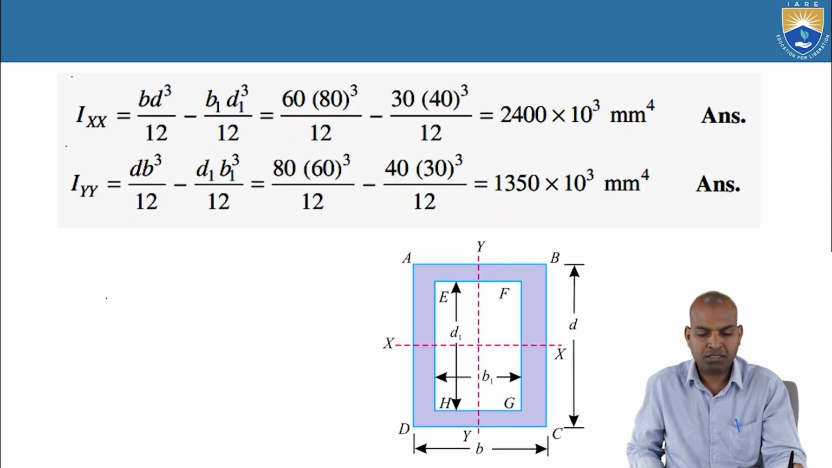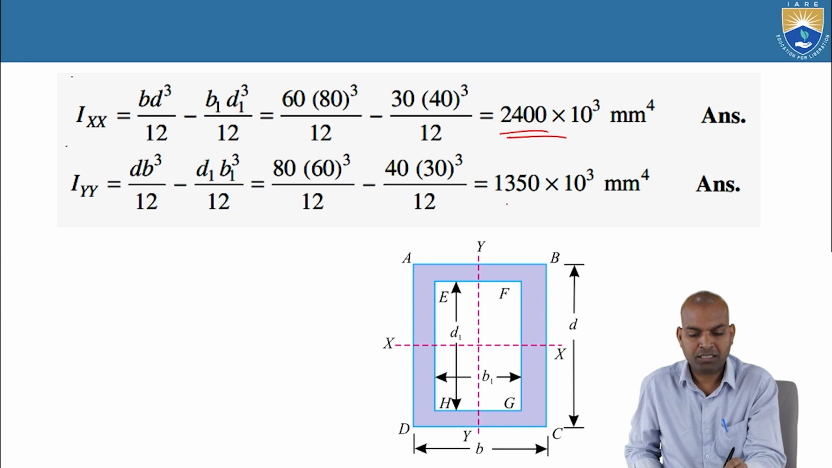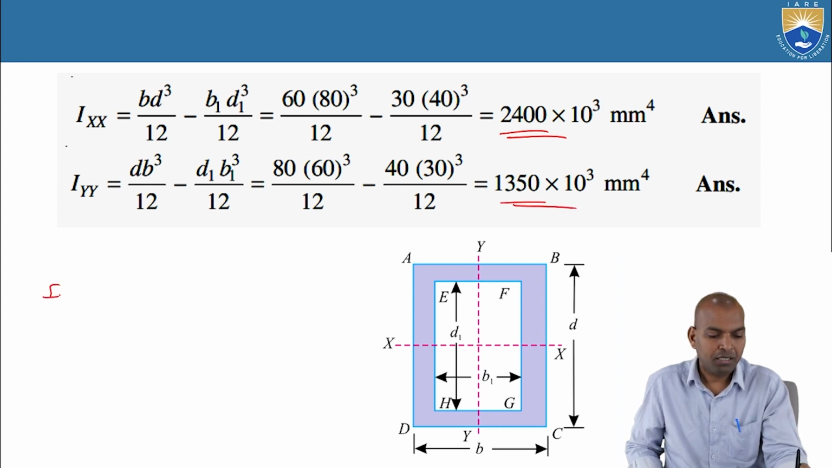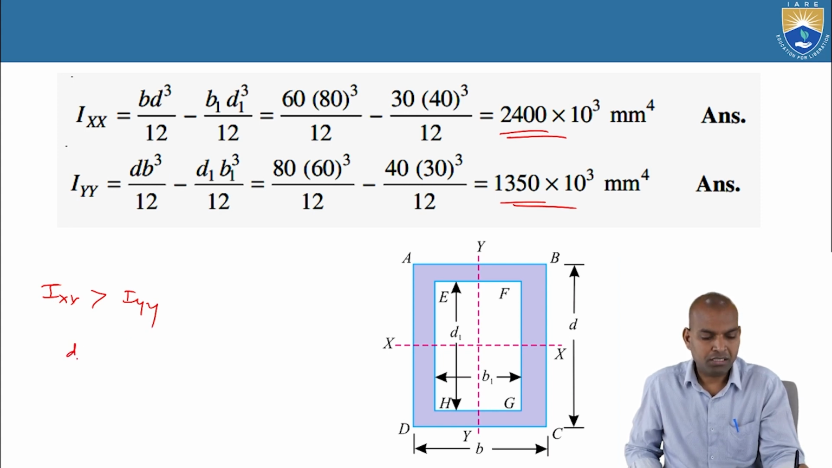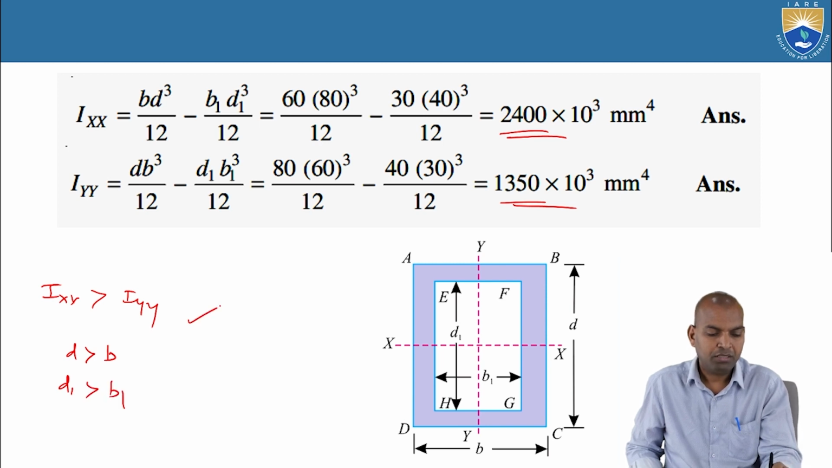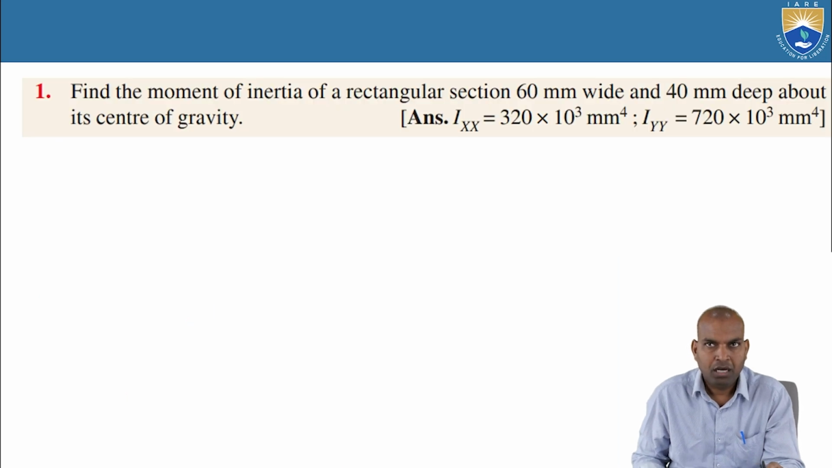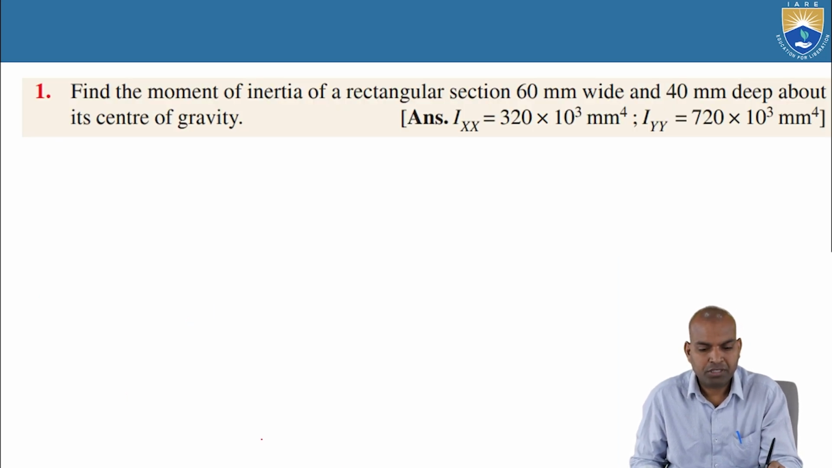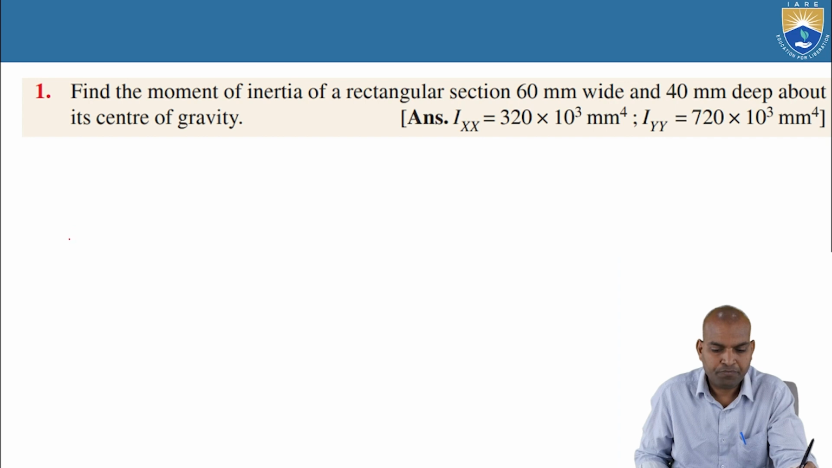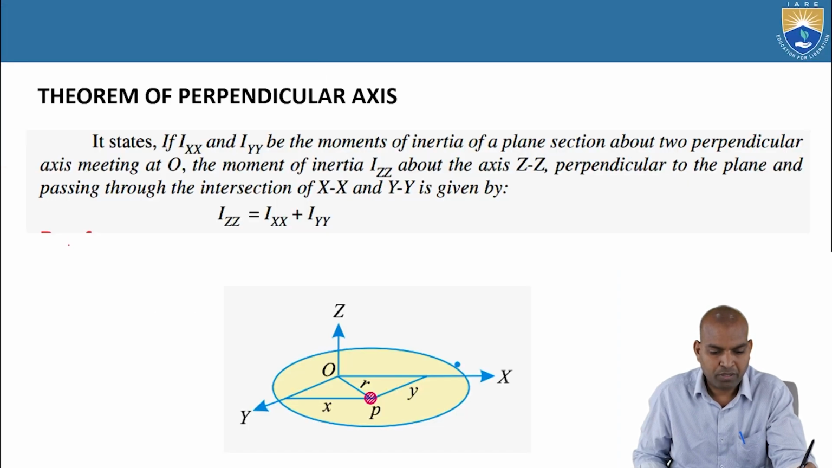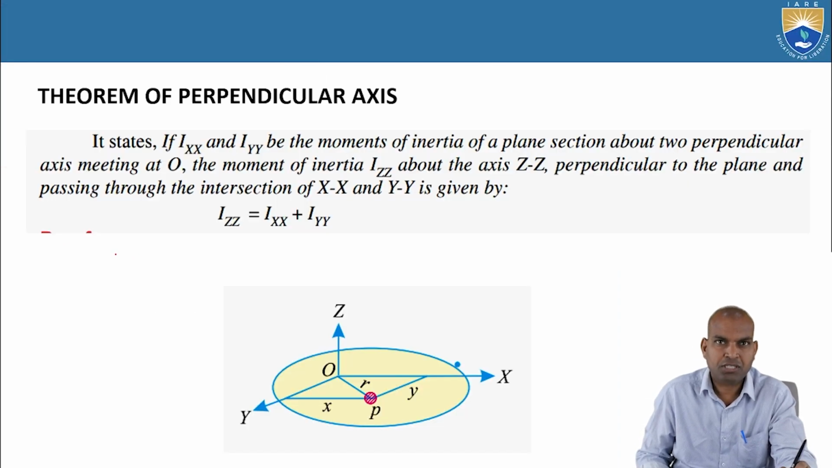For such a section, the moment of inertia, that is Ixx and Iyy. Here in the sections, Ixx is greater than Iyy, because d is greater than b, and d1 is greater than b1. So that's why Ixx is greater than Iyy. Now we also solve the exercise problems, which are very simple, and some other problems, coming to the perpendicular axis theorem.